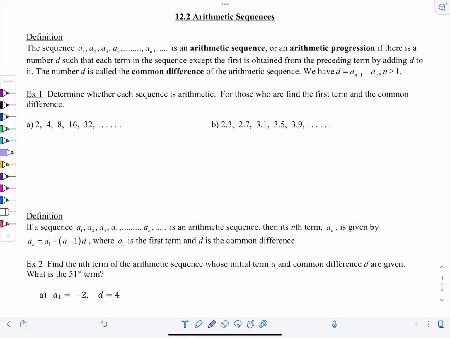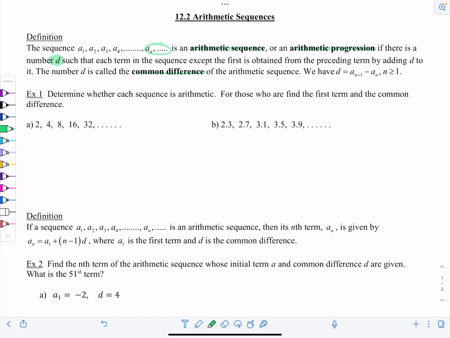The sequence A1, A2, A3, all the way up to AN, and it could be an infinite sequence, is called an arithmetic sequence or an arithmetic progression if there is a number D such that each term in the sequence, except the first, is obtained from the preceding term by adding D to it. And that number D is called the common difference of the arithmetic sequence.